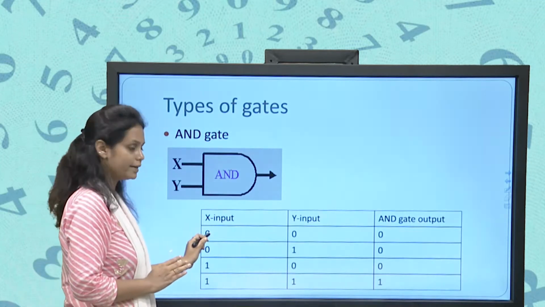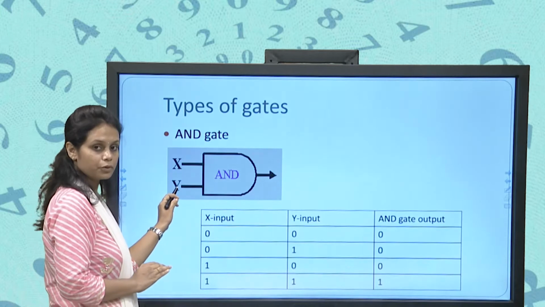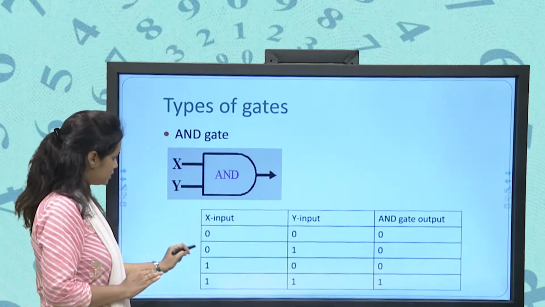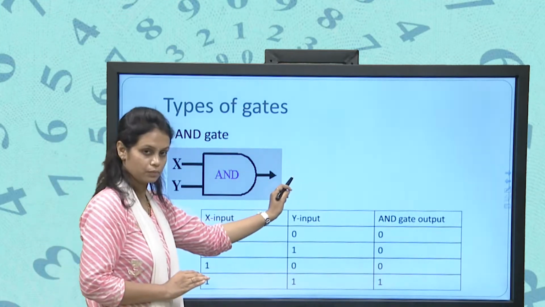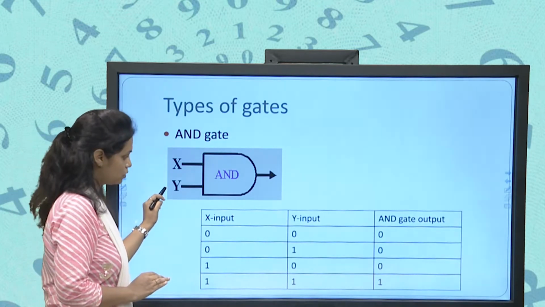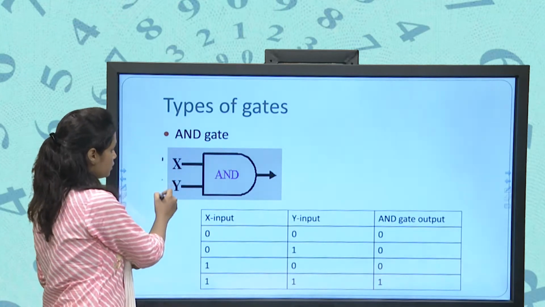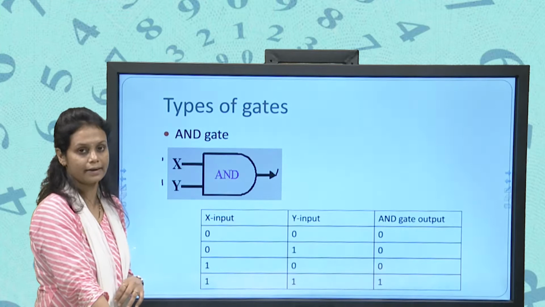In all the other cases, if your X input is 0, Y input is 0, output is 0. If your X input is 0, Y input is 1, output is 0. If your X input is 1, Y input is 0, output is 0. But only when both inputs are 1 1, then the output is 1. This is the AND gate.